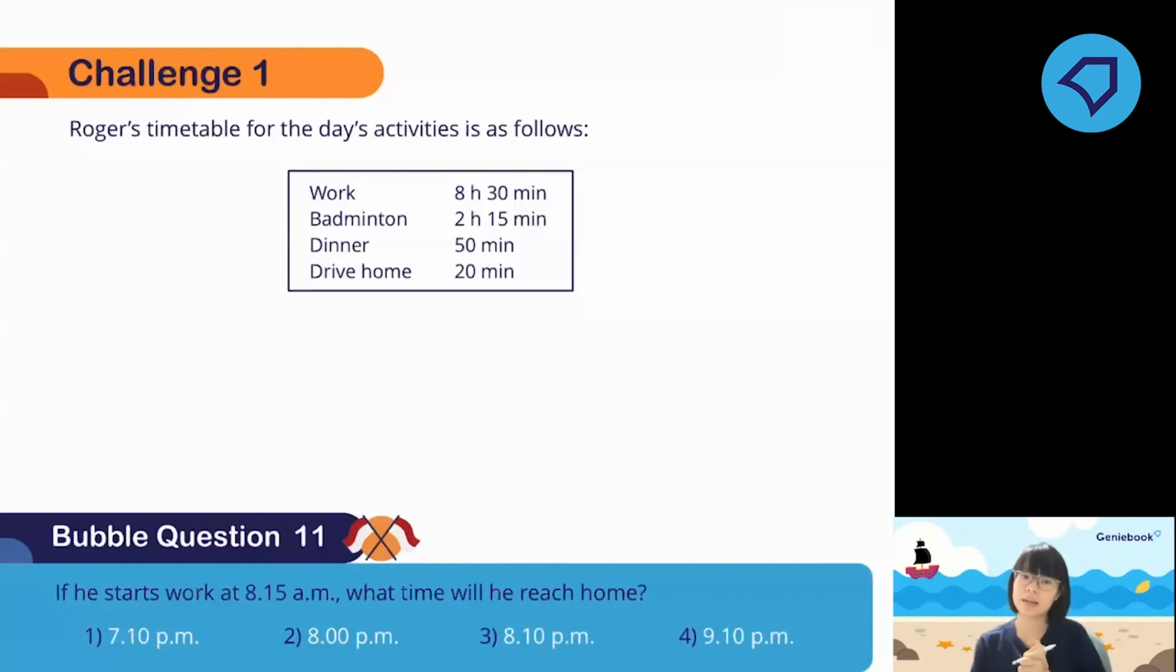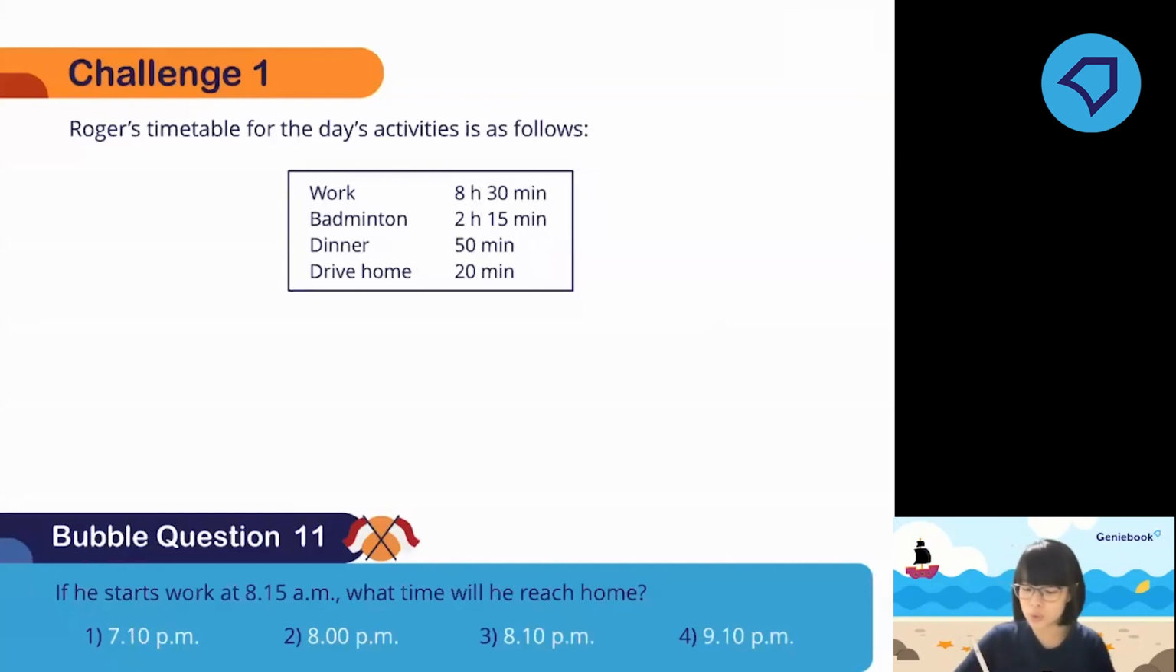Please draw your timeline. What you can do is you can add the duration together first, and then after you can draw your timeline. This is the last question. This question is worth 30 bubbles.